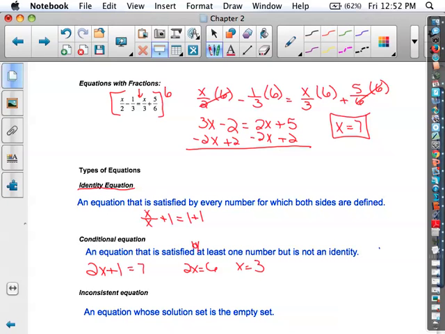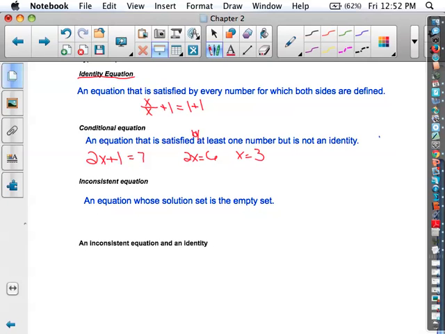An inconsistent equation is an equation whose solution set is empty. For example, if I have 2x plus 3y is equal to 6, and then I have 2x plus 3y is equal to 10. And that should give me parallel lines. Remember, parallel lines have no solution, so the solution set is the empty set, and that would be inconsistent.